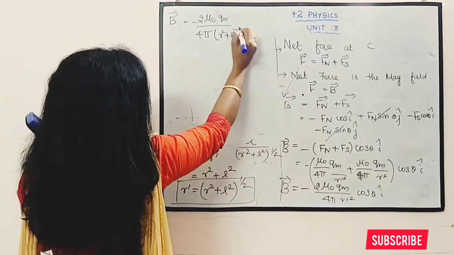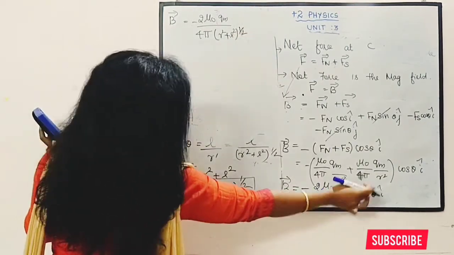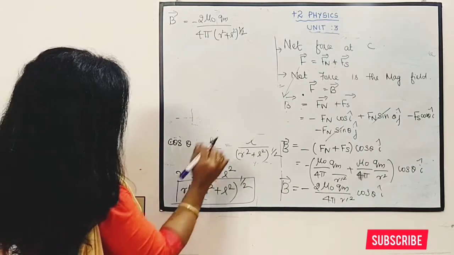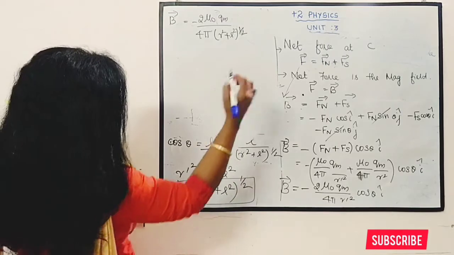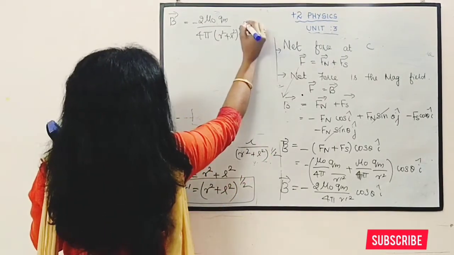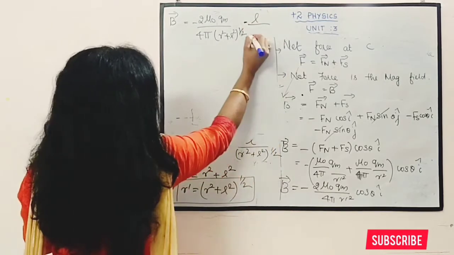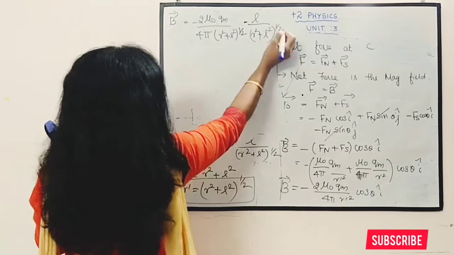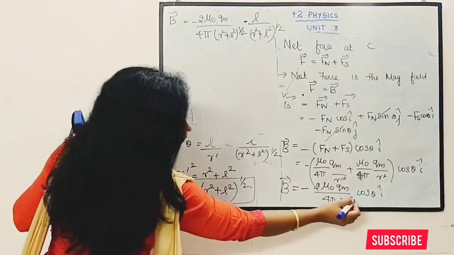Sorry, whole power 1 by 2. Instead of cos theta, I can write it as L divided by r square plus L square, the whole power 1 by 2. Here this is 4 pi r dash square.